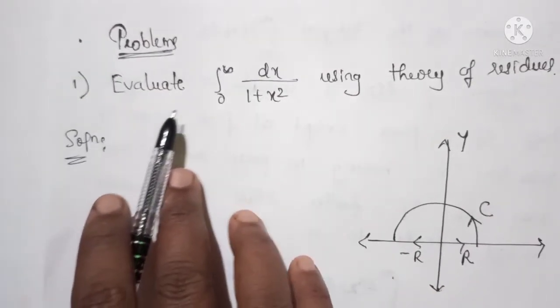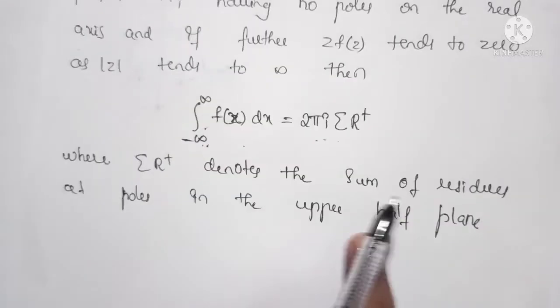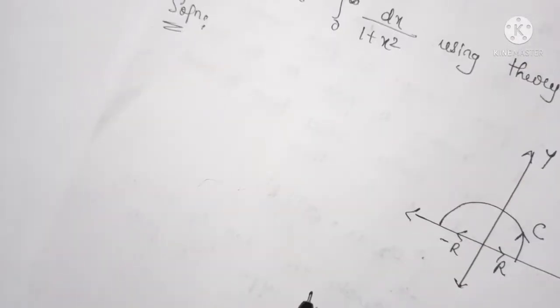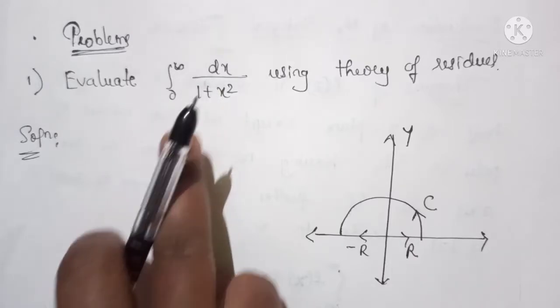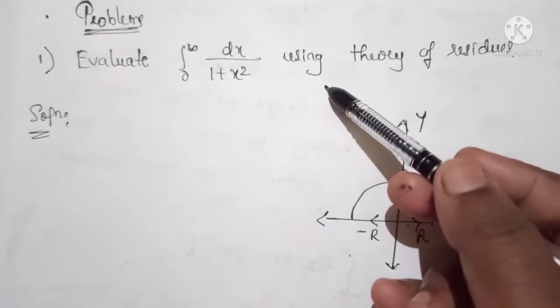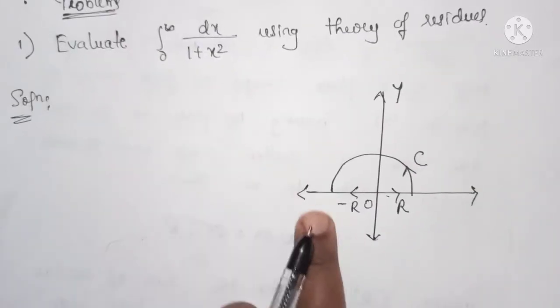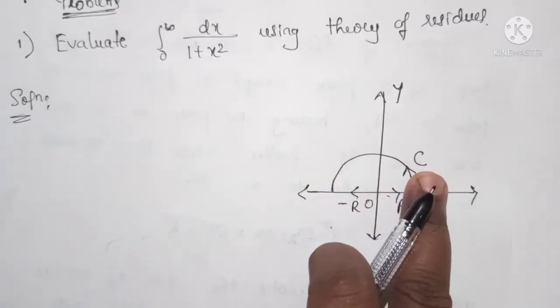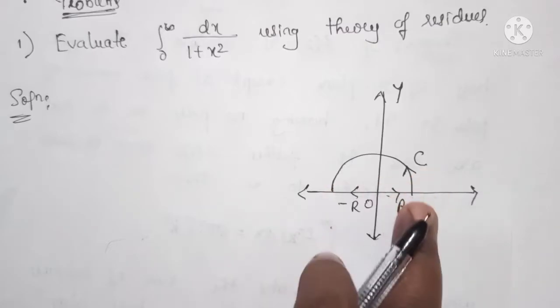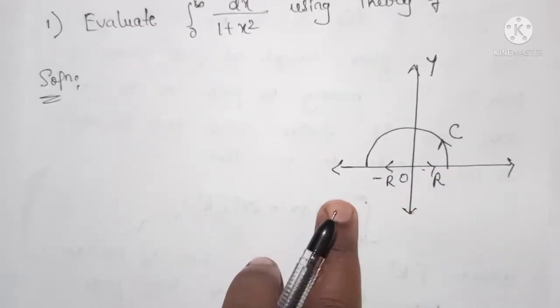So first we solve one problem here. Evaluate the integral from 0 to infinity, using the theory of residues. Because this theorem is given for the upper half plane, here 0 to infinity represents the upper half plane. So here the upper half plane is bounded by the large circle C, a large semicircle, on the real axis.